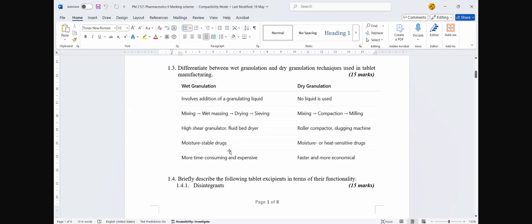And so here, because you use liquid or any water, this is more suitable for moisture stable drugs. This is more for moisture or heat sensitive drugs. You can use this because in this stage you will never come across water, right? More time consuming and expensive, while this is fast and more economical compared to wet granulation, right?